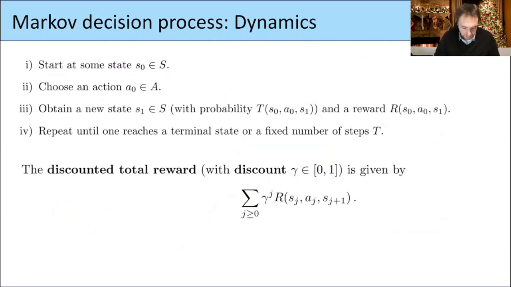So how do the dynamics of such a system usually look? Usually we start in some state S0. For example, we start in the state cold, and then we choose an action, for example, going faster, and then we get a new state, which is maybe again cool, or we go to the warm state with a certain probability.